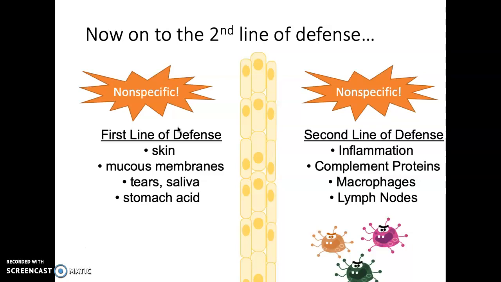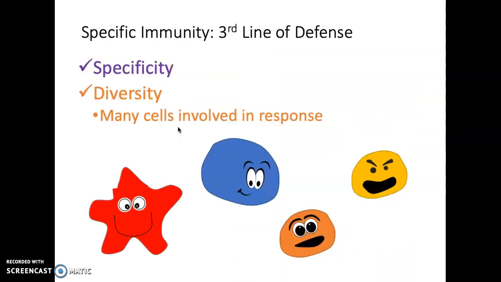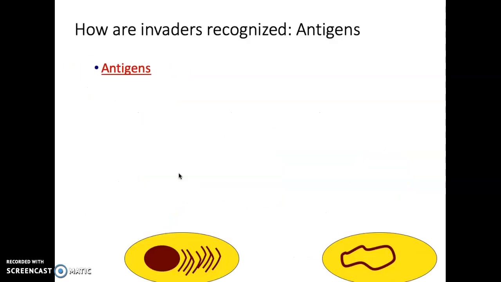Now, what we're going to delve into is the specific line of defense, also known as the third line of defense. This third line of defense is a very customized, specific attack on specific bad guys. It involves a lot of cells. It involves macrophages and helper T cells, killer T cells, plasma B cells, you name it. There's a lot of players doing a lot of different things. So this is the third line of defense. We're going to begin with how those bad guys are actually recognized. I've thrown around this word earlier: antigens.